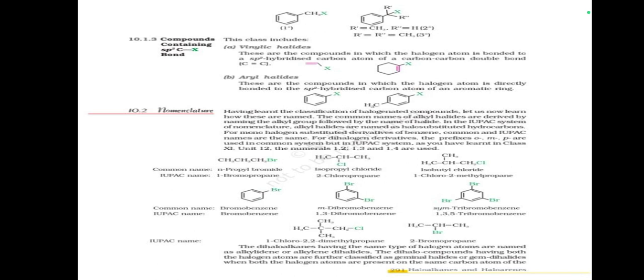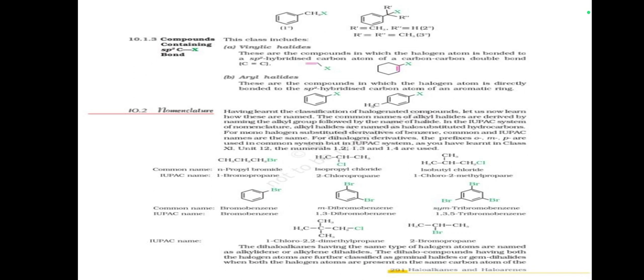n-Propyl bromide, IUPAC name 1-bromopropane. Isopropyl chloride, 2-chloropropane. Isobutyl chloride, 1-chloro-2-methylpropane. Bromobenzene. o-Dibromobenzene, 1,2-dibromobenzene. m-Dibromobenzene, 1,3-dibromobenzene. sym-Tribromobenzene, 1,3,5-tribromobenzene. IUPAC name.